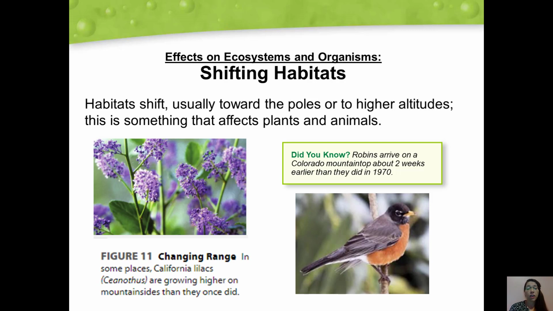So go ahead and look at figure 11. This is an example of the California lilacs that they're referring to in your textbook. And it's telling us here that in some places these lilacs are growing higher on mountainsides than they once did. There's another example there about robins. Robin is a type of bird, and robins arrive on the Colorado mountaintop about 2 weeks earlier than they did as recorded in 1970.